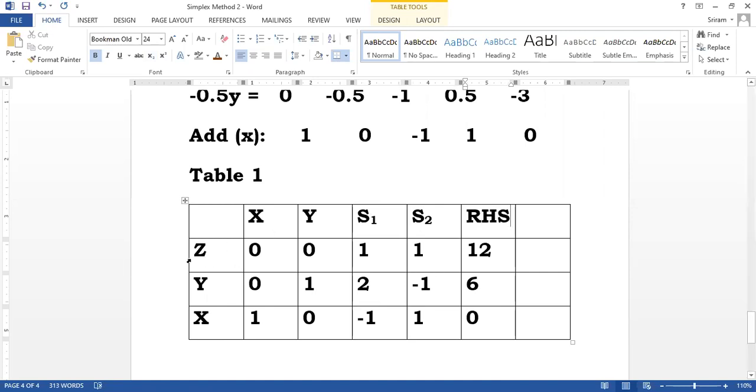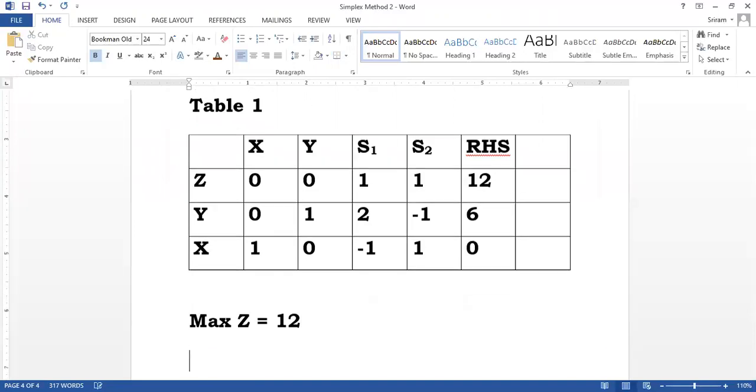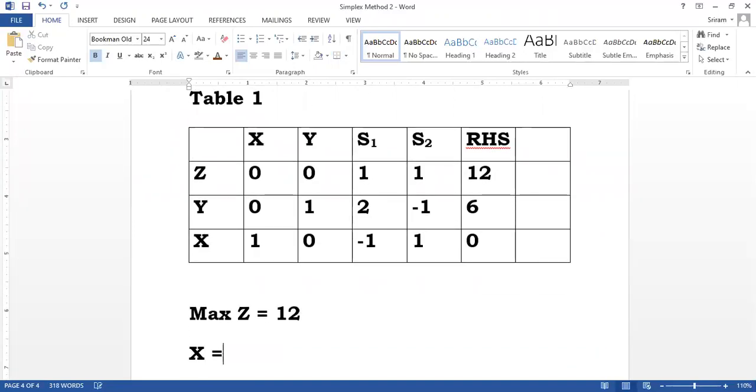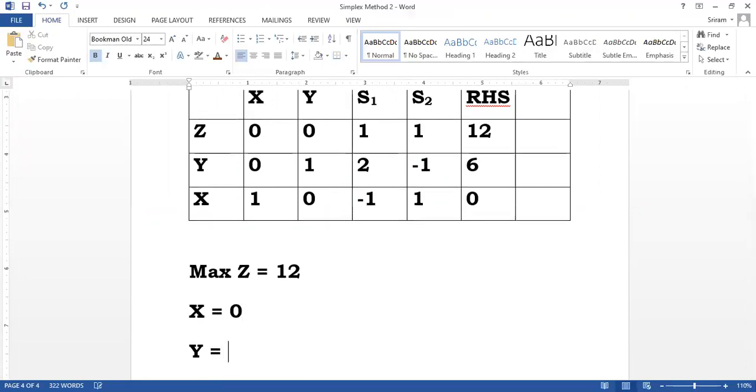Now we are going to check the Z row. When we check, all the numbers are plus. So our problem is solved. I am going to write the answer now. Maximum Z equals the corresponding right hand side, which is 12. The value of X, the right hand side is 0. The value of Y, the right hand side is 6.